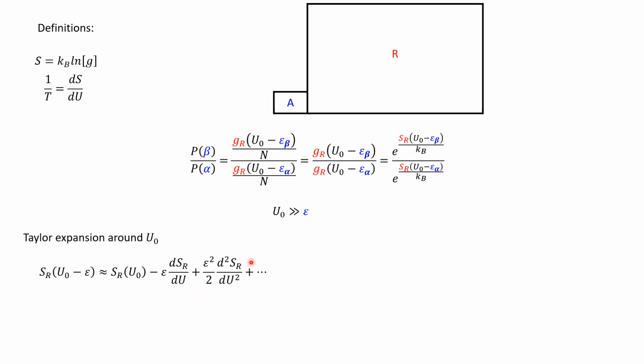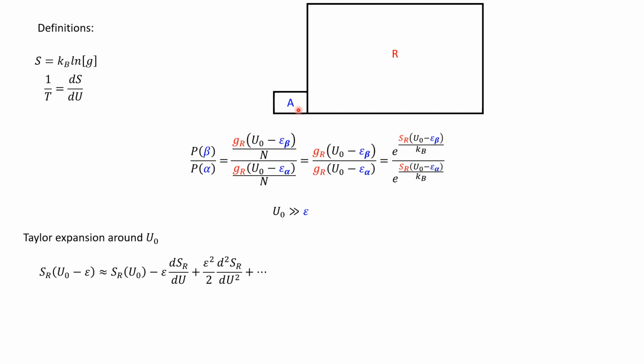And notice that the second order term involves second derivatives of the entropy with respect to the energy. Since the first derivative is related to the temperature, the second order term involves derivatives of the temperature of the reservoir, because this is the entropy of the reservoir. So the physical meaning of the second term is that it captures variations of the temperature of the reservoir when the reservoir is put in contact with system A.